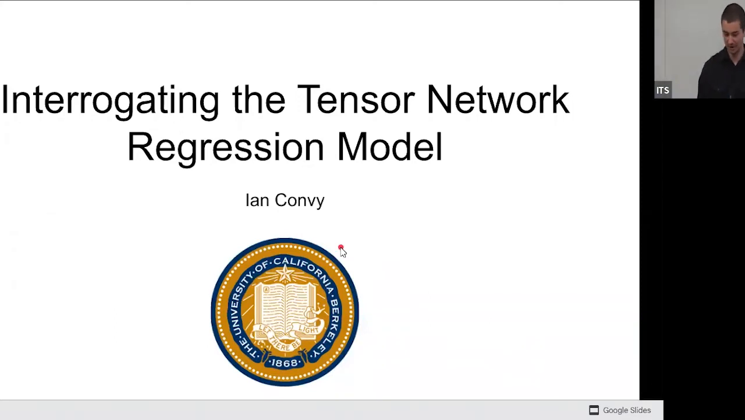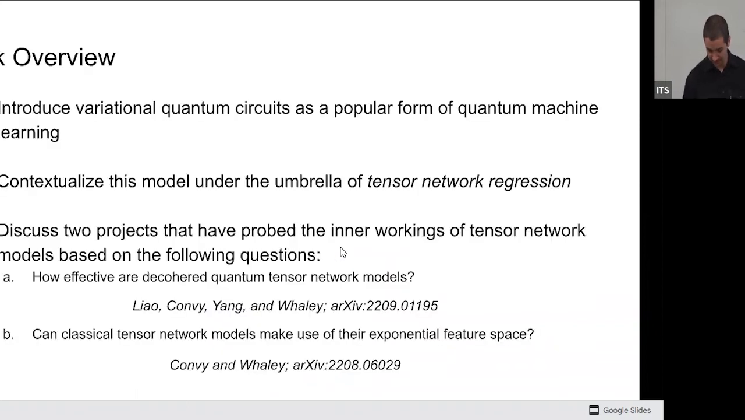My name is Ian. I'm going to be talking about interrogating these kind of models. So what that means, give a little overview. In the spirit of this being a quantum computing and tensor network talk, I'm going to start by introducing a very popular kind of quantum machine learning model called the variational quantum circuit. I'll describe that a bit, and then I'll take a step back and show how that is just one kind of example of a broader class of models called tensor network regression models, and explain that in more general detail outside of the quantum context exclusively.